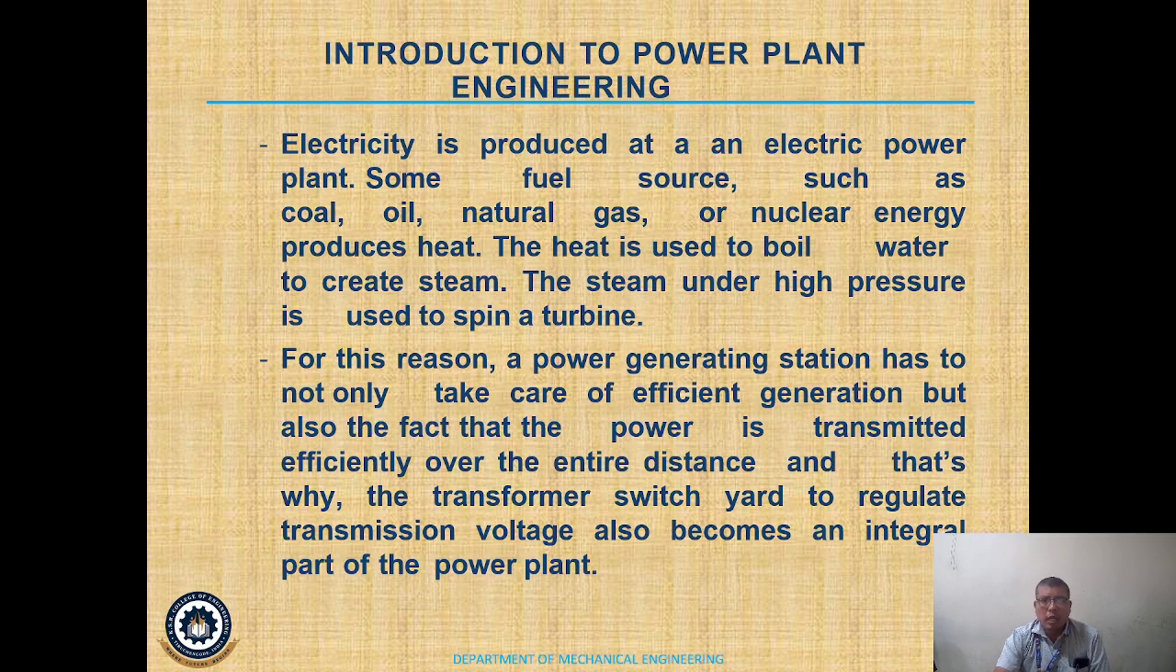Electricity is produced at an electric power plant. Some fuel sources such as coal, oil, natural gas, or nuclear energy produce heat. The heat is used to boil water to create steam. Then the steam under high pressure is used to spin the turbine.